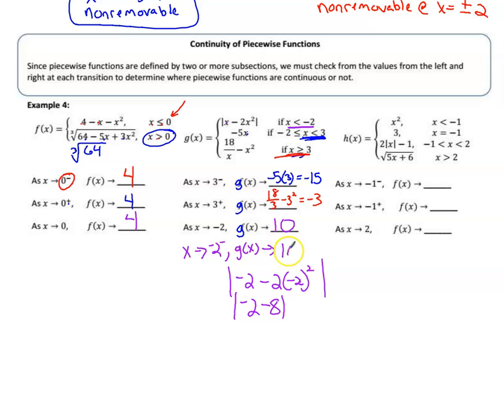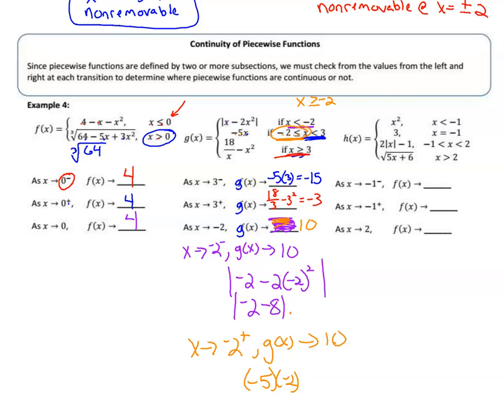Whoops, that's only for this one. We're not here yet. We've got to check from the left and the right first. So now I need to check from the right. From the right of negative 2 means bigger than negative 2, which is this one right here. It says negative 2 is less than x. If you turn that around, that's x is bigger than or equal to negative 2. So if we plug in negative 2 on that row, as x approaches negative 2 from the right, g of x approaches negative 5 times negative 2, which is still 10. So from the left was 10, from the right was 10. So that means this answer is 10.